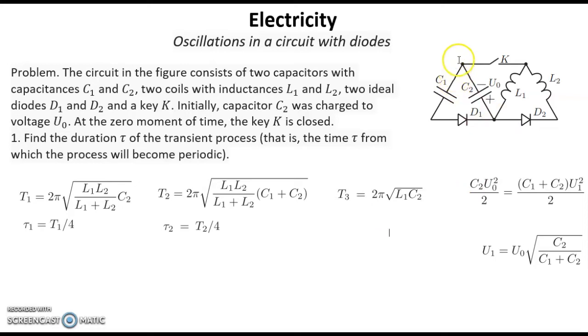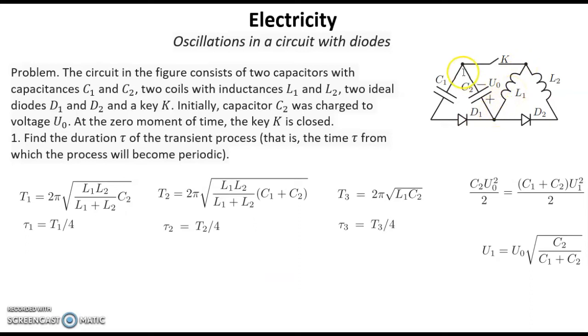And again, that will go through the moment when we have zero charge on this capacitor, and that's again a quarter of the period, which is this one: tau 3 equals a quarter of the third period. And now we have a process when we have zero charge on the second capacitor, and we have maximum current through this coil L1. And we can calculate this maximum current through L1. We can call it I1.